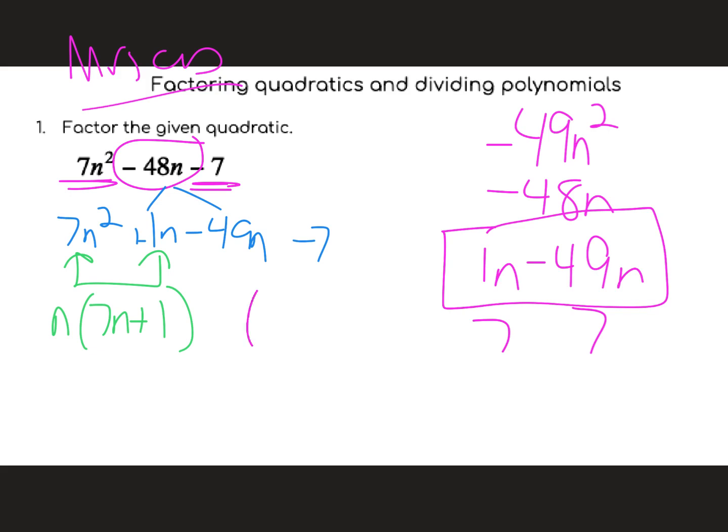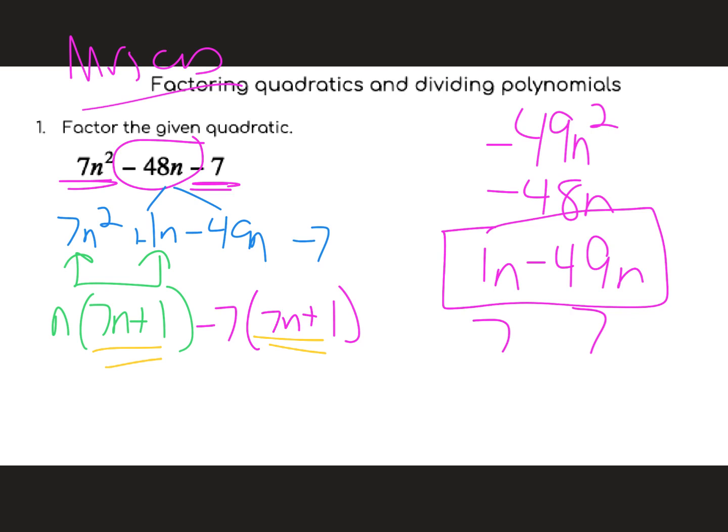And I advise that you go ahead and put 7n plus 1 here and ask yourself, how do I get from 1 to negative 7? Why, multiply by negative 7. And let's double check that that works. If I do negative 7 times 7n, that's negative 49n. If I do negative 7 times 1, that's negative 7, so I got what I came for. Now you are obligated to underline those and go, woo!